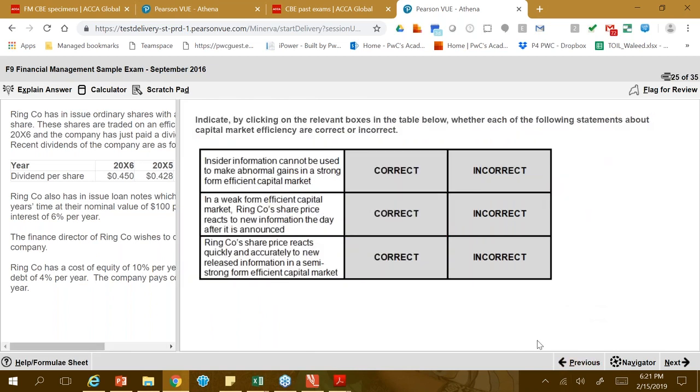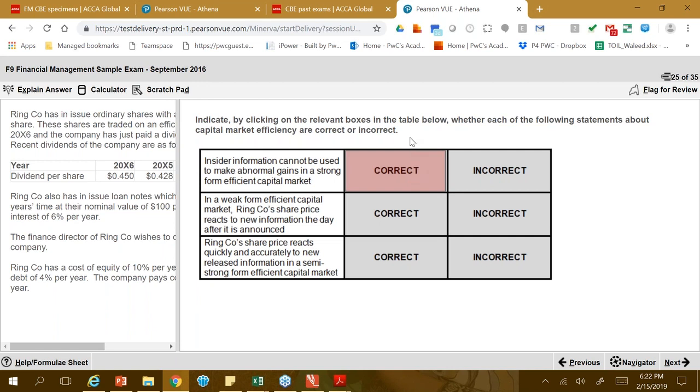Question 25. Indicate by clicking on the relevant boxes in the table below whether each of the following statements about capital market efficiency are correct or incorrect. Insider information cannot be used to make abnormal gains in a strong form efficient capital market. Well, that is true.